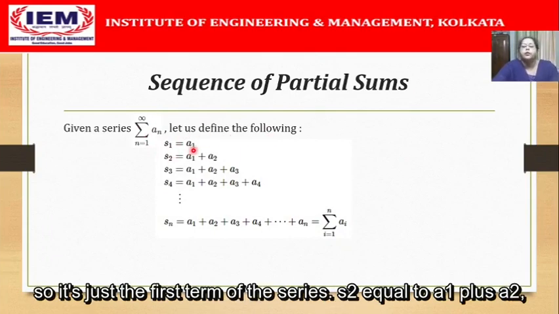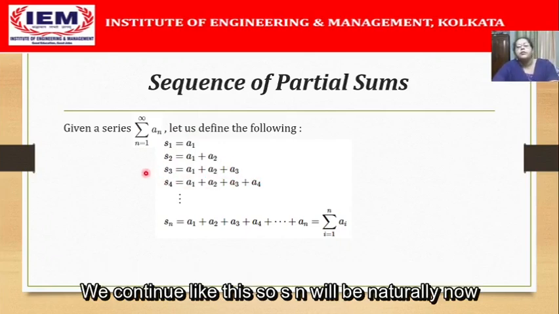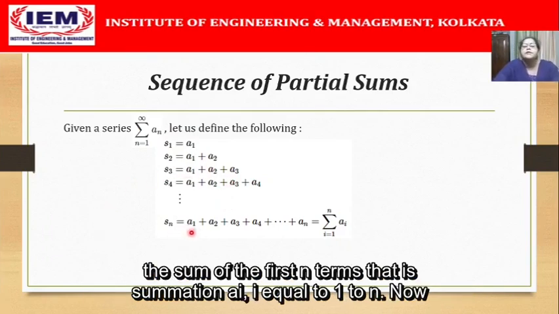S1 equal to a1, so it's just the first term of the series. S2 equal to a1 plus a2, the sum of the first two terms. S3 is the sum of the first three terms, that is a1 plus a2 plus a3. We continue like this, so S_n will naturally be the sum of the first n terms, that is summation a_i, i equal to 1 to n.